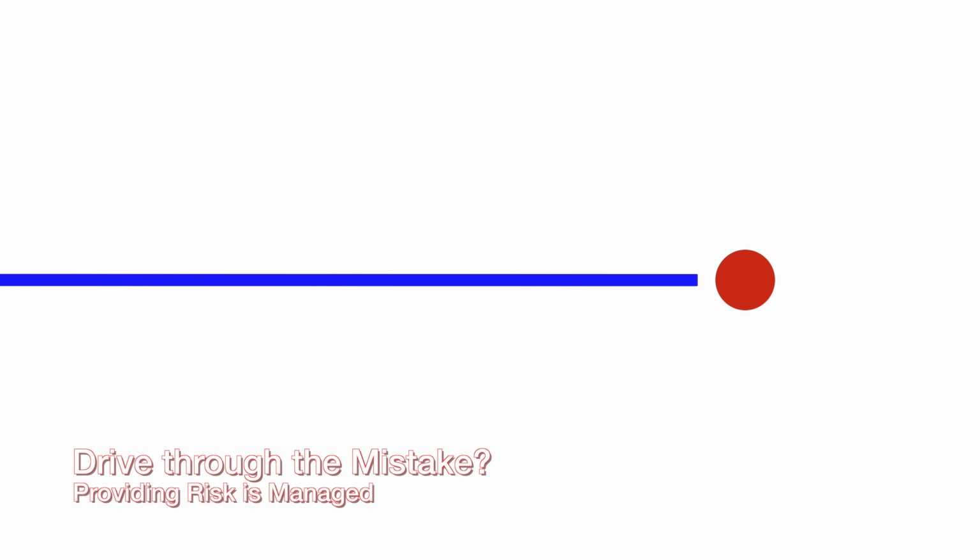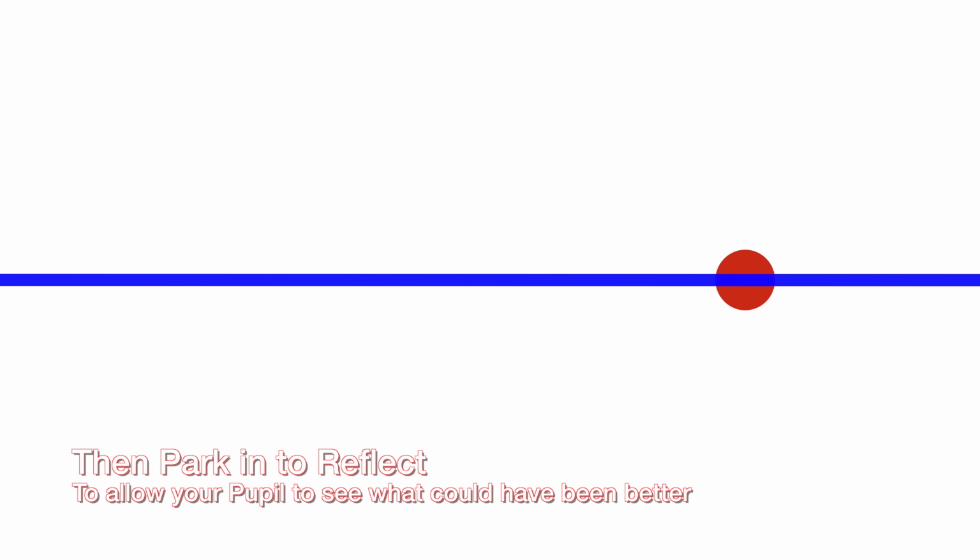Sometimes you may be able to drive through the mistake providing you manage the risk. This could be on a lane change when you know it's totally safe and your pupil doesn't check. This retrospective instruction used to be frowned upon, but it can be used quite successfully nowadays. You should then park in to reflect, and this allows your pupil to see what they could have done better.